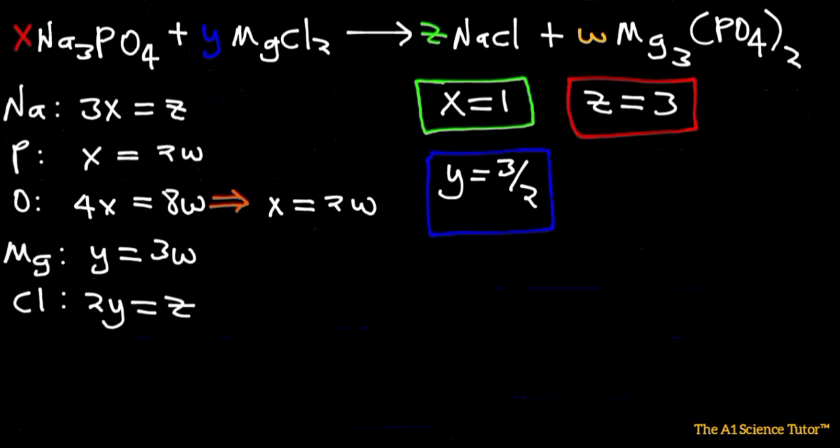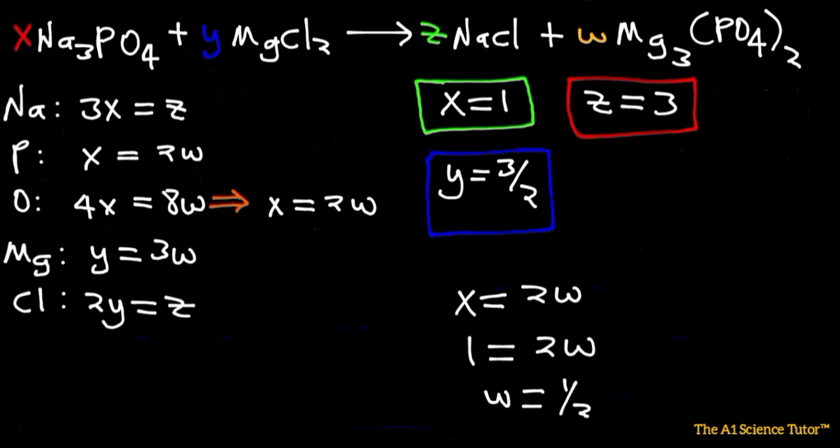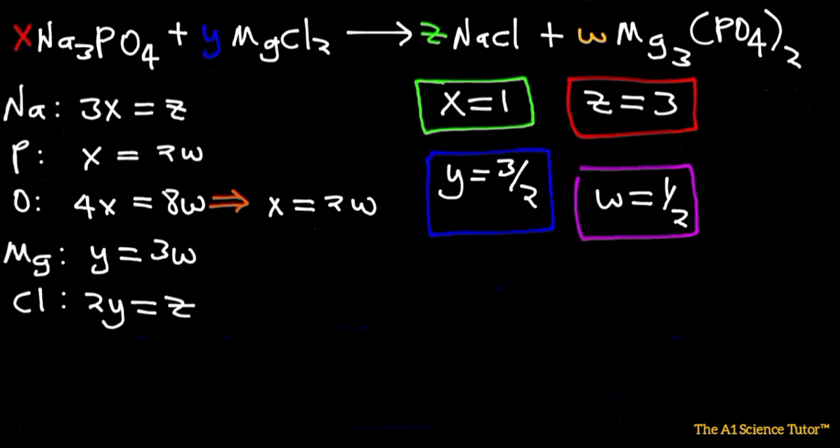Save that out. Next up, we have x dependence on w. x is equal to 2w, and x is equal to 1. So 1 is equal to 2w, and w will be equal to 1 half. You basically need to divide through by 2. So w is equal to 1 half. Alright? So now we have everything.